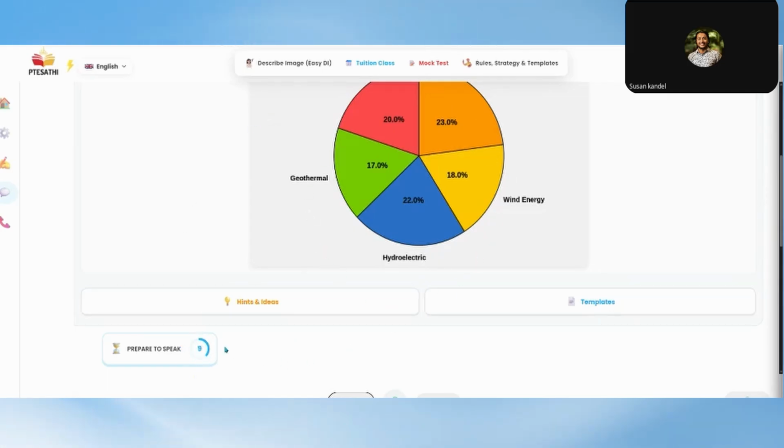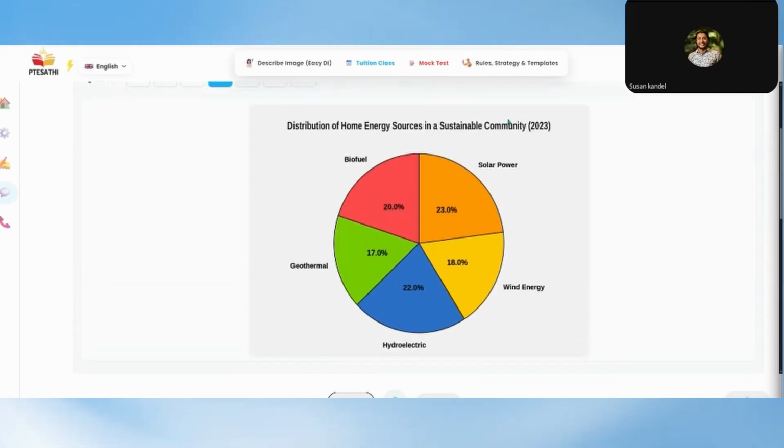And then within this time, you can prepare the content that you can see within the pie chart or any sort of image. Then you can start talking about the image itself, like the image shows distribution of home energy resources, and it also shows biofuel, which contains 20%, and solar power, which contains 23%, and so on.